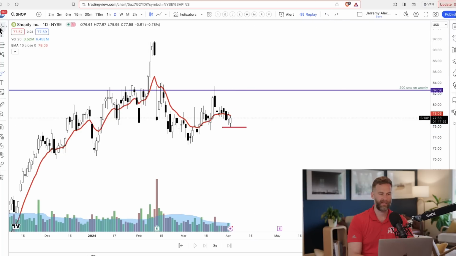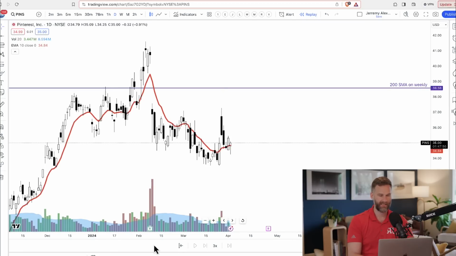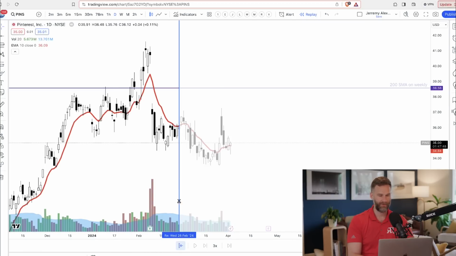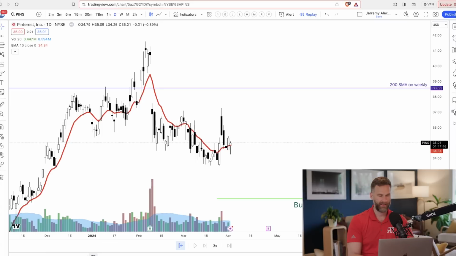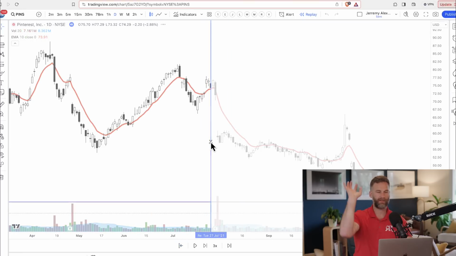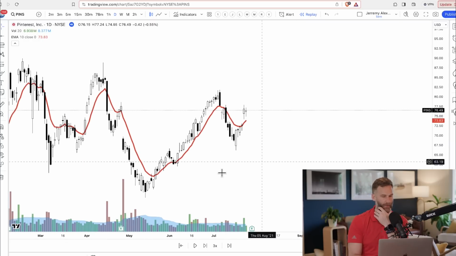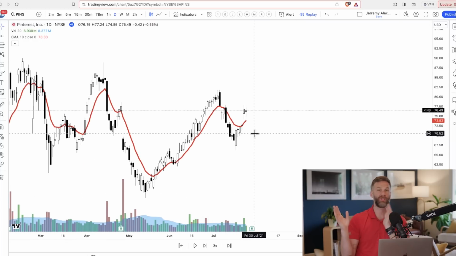But let's go pick another random ticker. Let's do Pinterest. I'm going to do this little blue line. Let's go back to, I don't know, 2021, August 1st. Okay, so Pinterest daily chart. Here we go. We've got earnings coming up, and we're going to just do the 10 EMA.